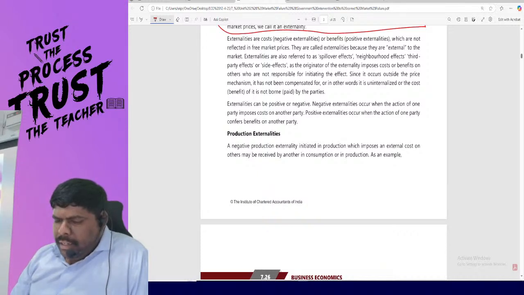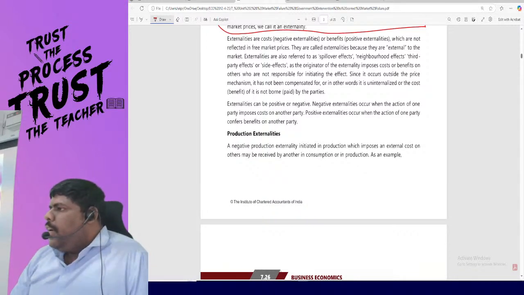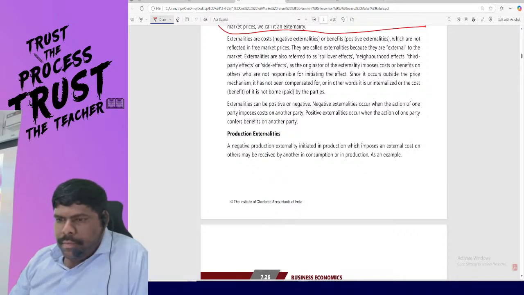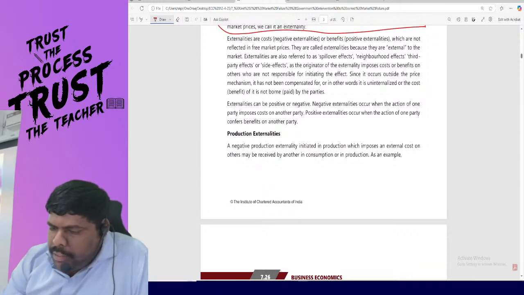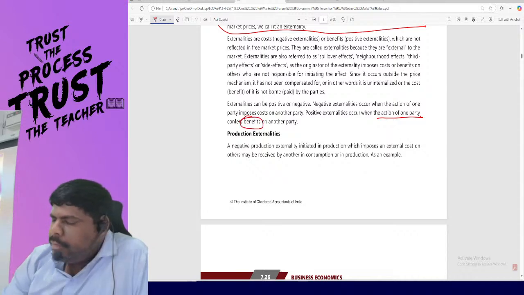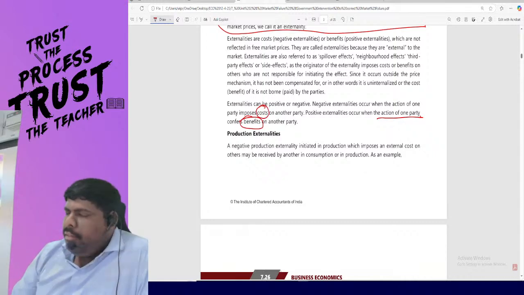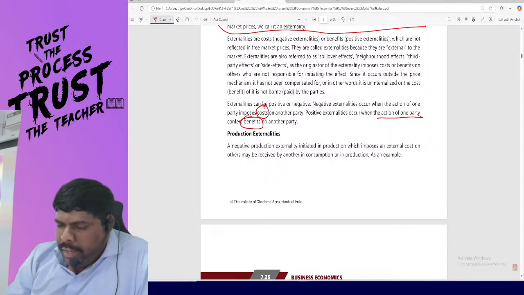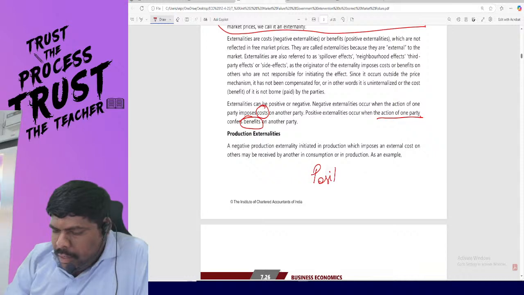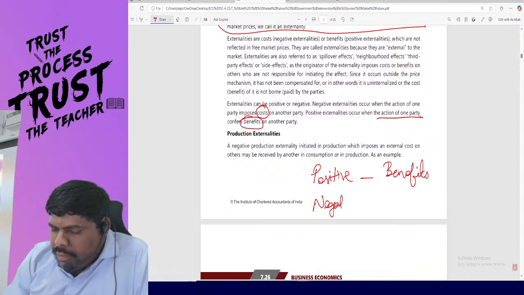There are two types of externality, positive and negative. Positive externality occurs when the action of one party gives a benefit. Negative occurs when the action of one party gives a cost. So it will be like this: positive will give benefit, negative will give cost.